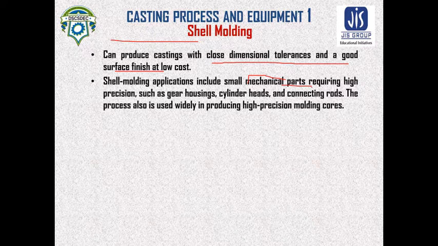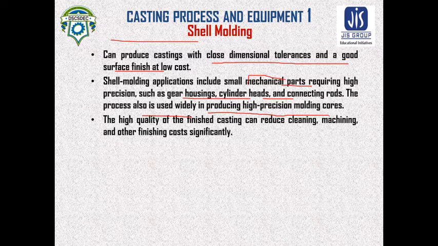Small mechanical parts that require high precision, such as gear housing, cylinder head, connecting rod. Now the shell molding has typical applications to make gear housing, cylinder head, connecting rod, and the process is also used widely for producing high precision molding cores.